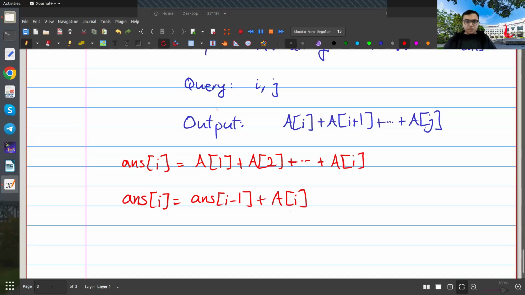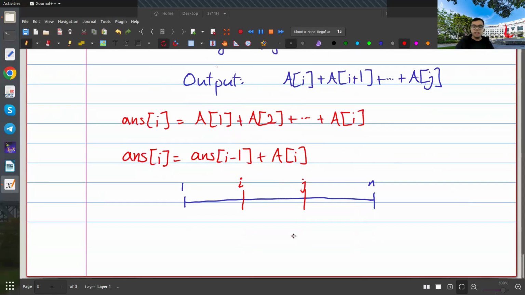But now someone gives me a query. When they give me a query, they want the sum of all the numbers in my array from index i to index j. So let's just visualize this. Let's say this is my array. And it goes from index 1 to index n. And someone has told me what is the sum from index i to index j. Okay. Now, of course, I have ans(j), right? I can look at ans(j). And what is ans(j)?